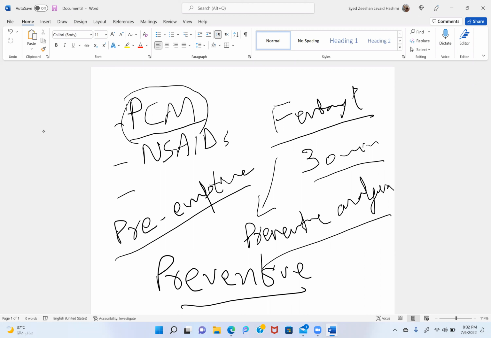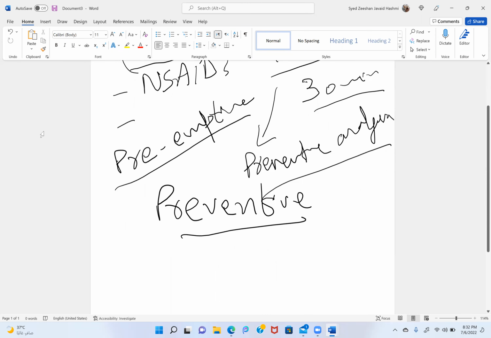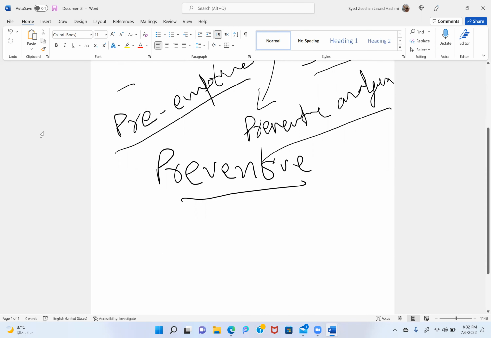Anyone, please? Preemptive seems like sufficient analgesia, and preventive seems like lowering the stress response. Yes, you are right, but what is the literal meaning of preempt? Preempt is that you are anticipating something, or you are trying to react before it happens. So it is something that has not happened, and you are trying to prepare some response to it. That is the concept of preempt: you are preempting that there will be an incision.